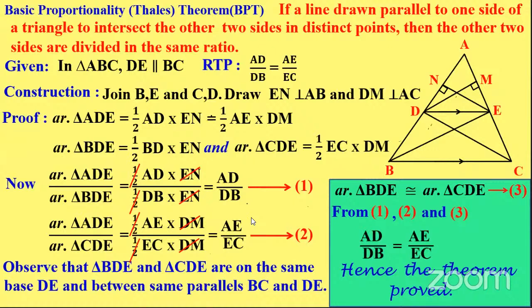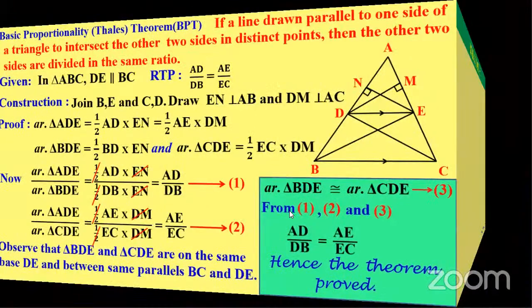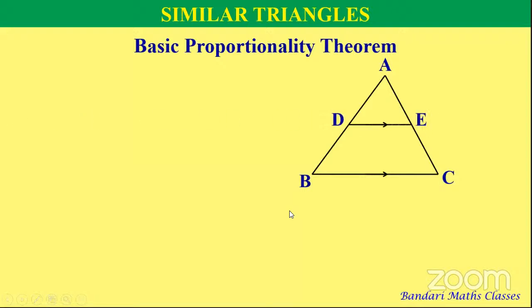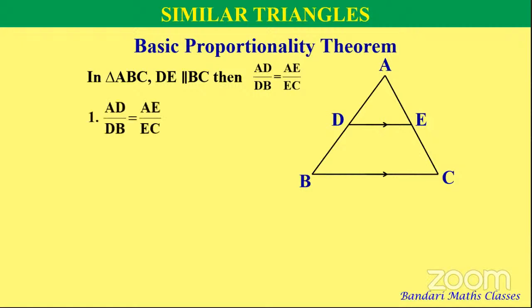Yes, sir. Okay. Now I'm going to change the screen. You should explain this basic proportionality theorem. I have given a picture. The statement is: if DE is parallel to BC, then AD by DB is equal to AE by EC. This is the theorem. AD by DB is equal to AE by EC.